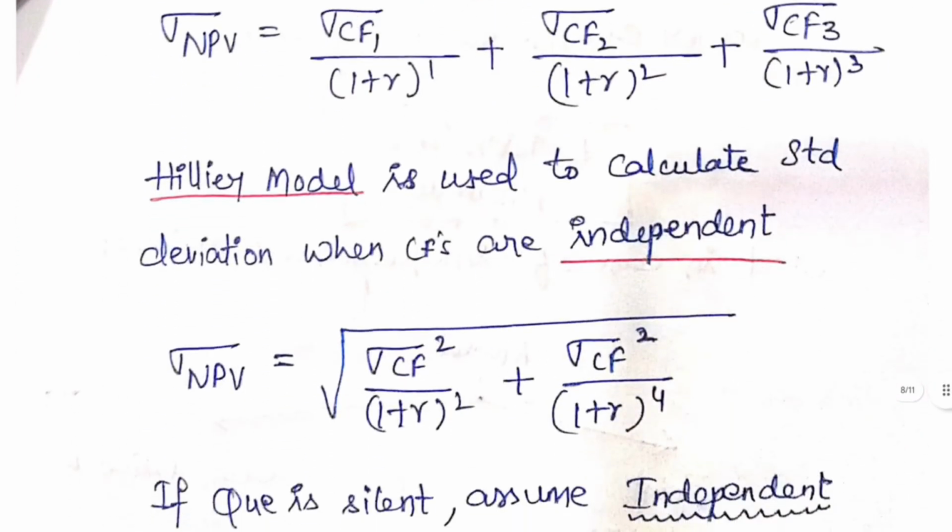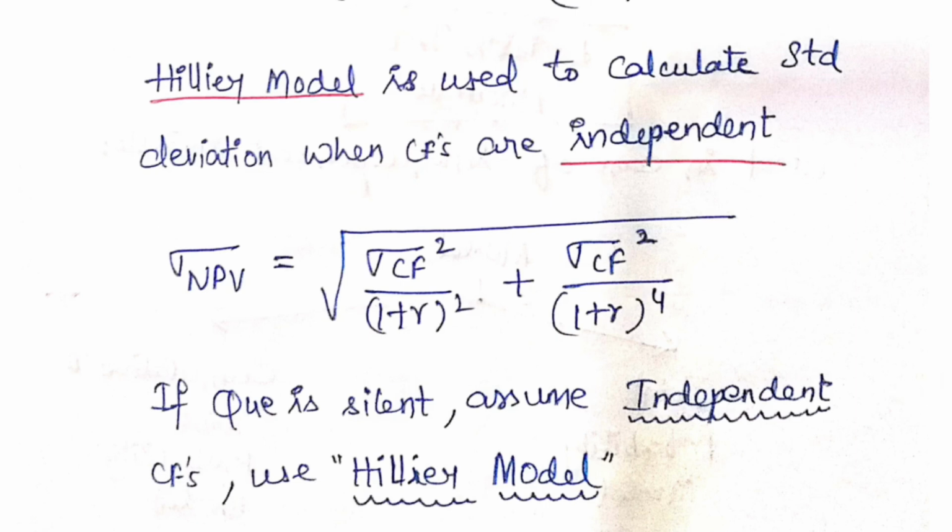Hillier model is used to calculate standard deviation of NPV when cash flows are independent. Sigma NPV, standard deviation of NPV, equals square root of sigma cash flow square divided by (1 plus r) whole square, plus sigma cash flow square divided by (1 plus r) whole to the power 4. If the question is silent, assume independent cash flows. That means use Hillier model for calculating standard deviation of NPV.